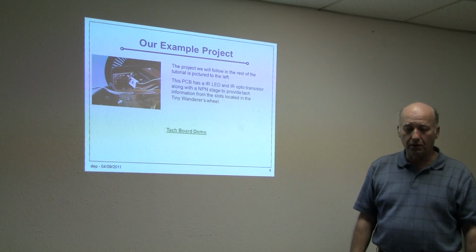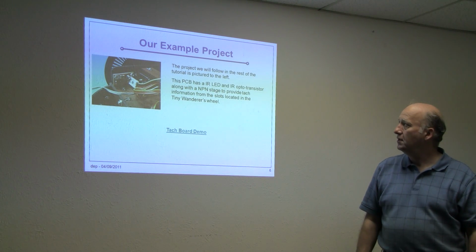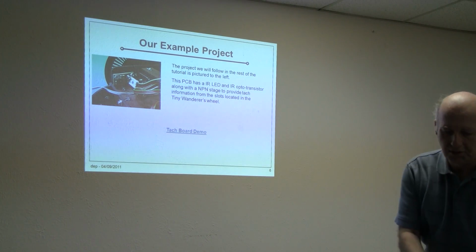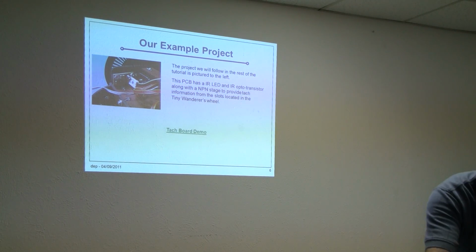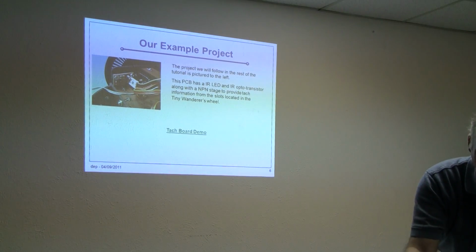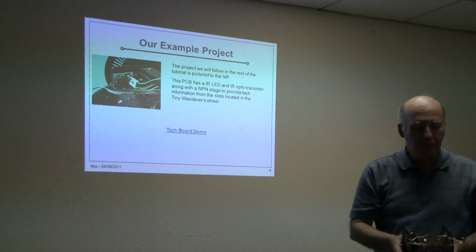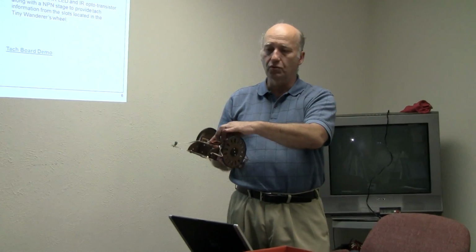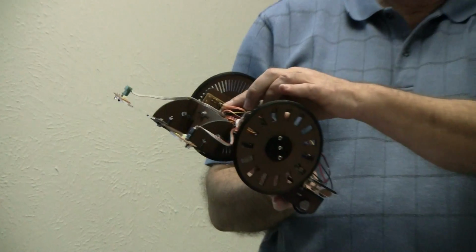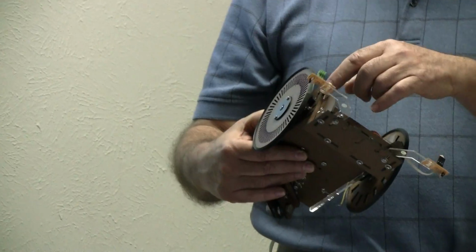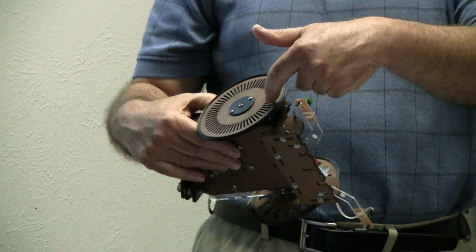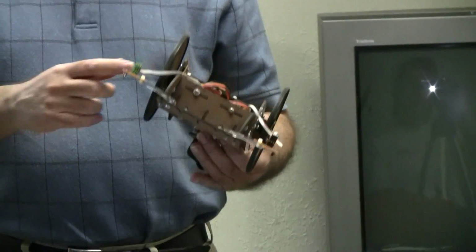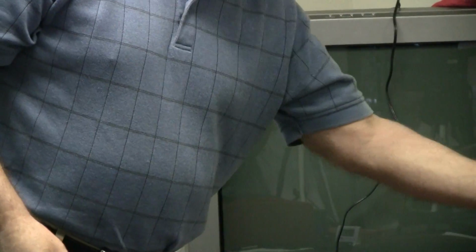Okay, here's our example project. I tried to keep in line with building things for the Tiny Wanderer, which is the series demo tool. And so what this is, and I'll pass this around, is this board right here that uses a little IR sensor pair to essentially act as a tachometer.